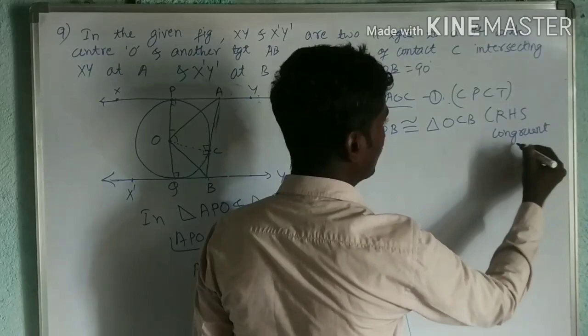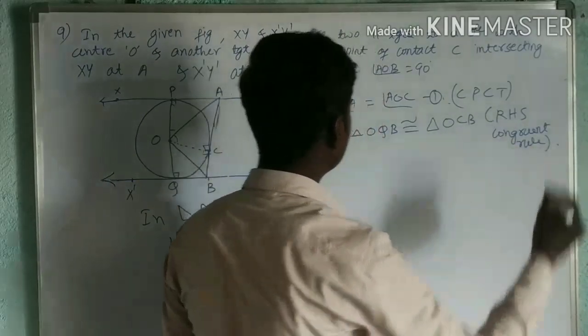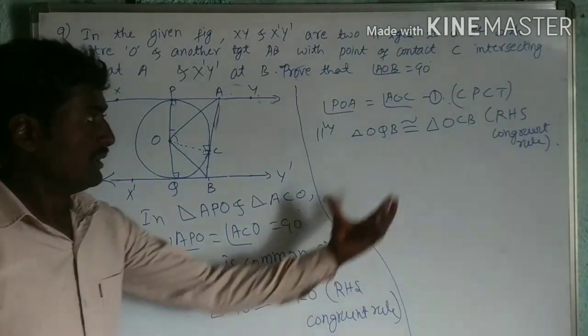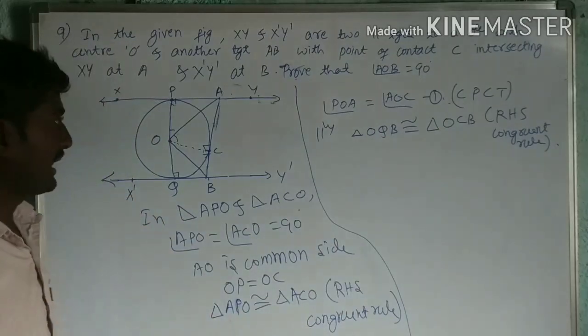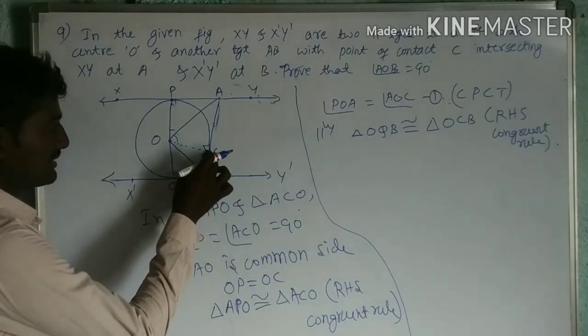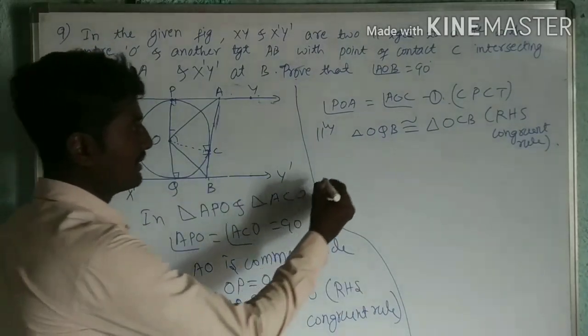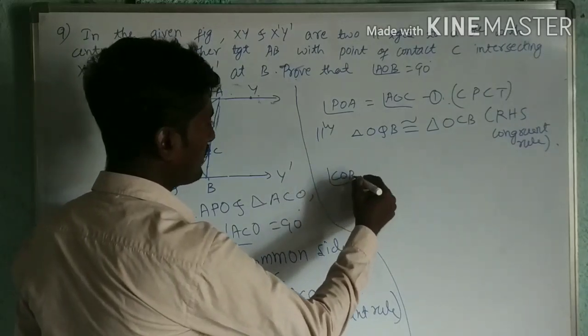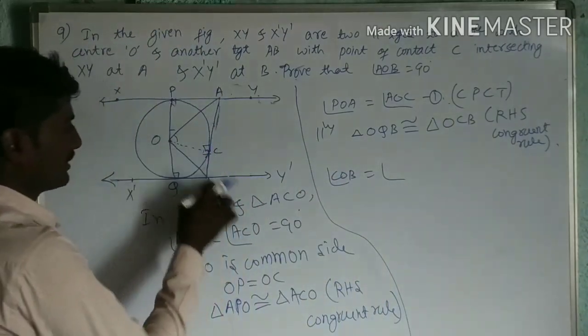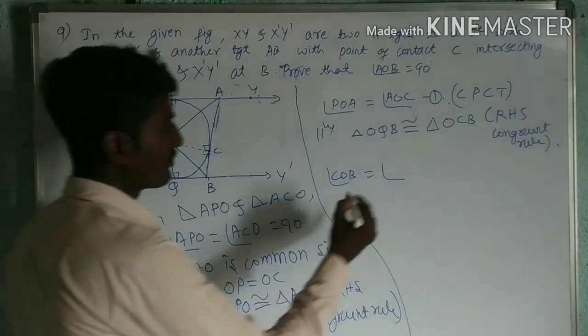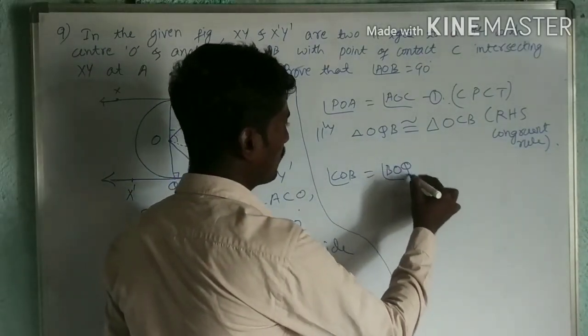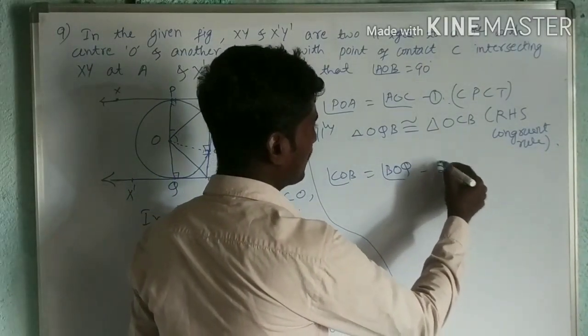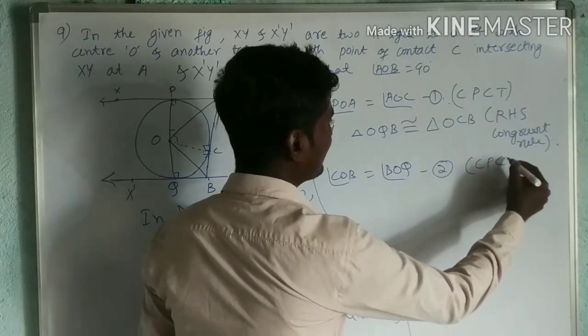Now again by using CPCT I can write angle COB is equal to angle BOQ. This is equation number 2. Again this is because of CPCT.